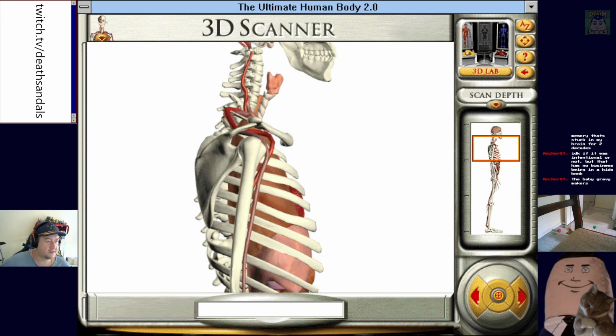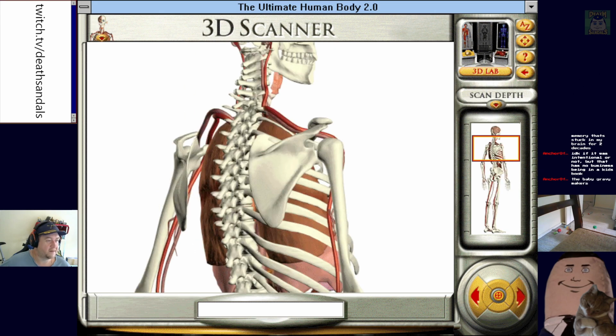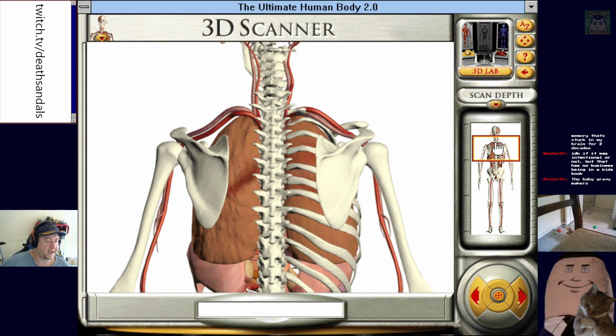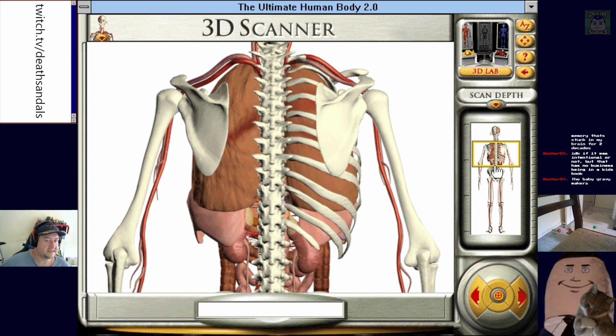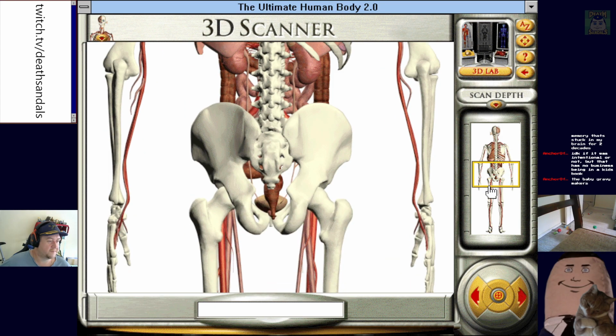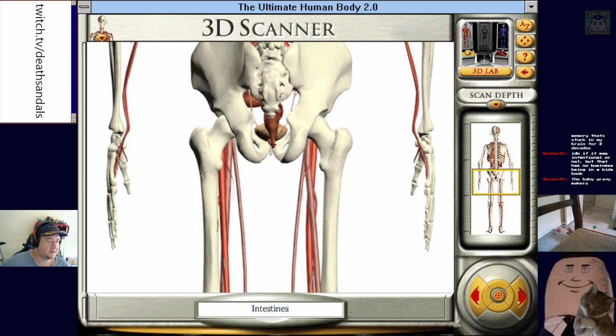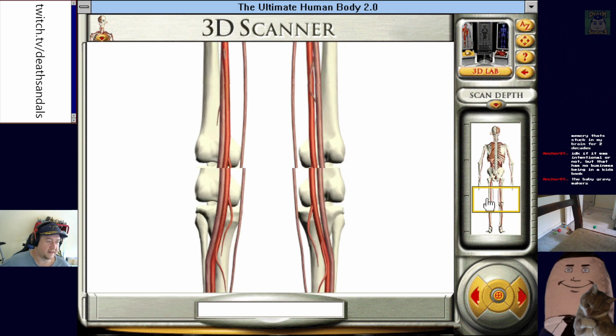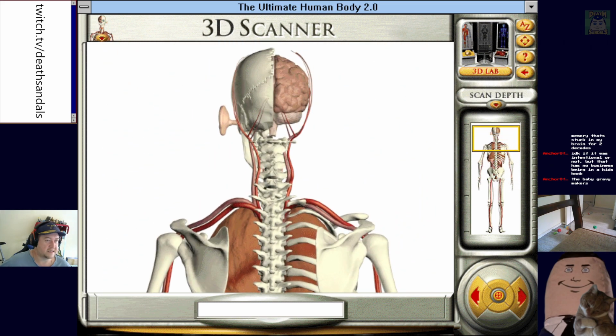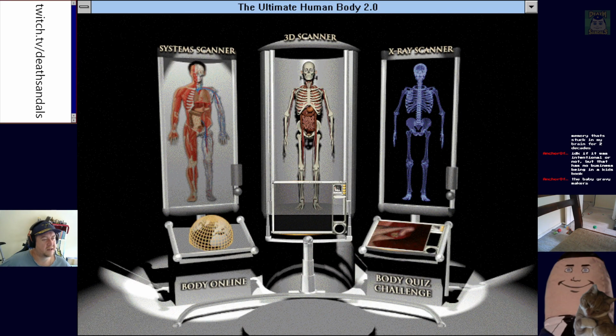Alright. Let's go see what's in the booty. What fun stuff's on the back here? And your lungs take up a lot of space, don't they? Got some pelvis. There's the booty hole again. Yeah, and I keep saying not a lot going on down on the legs. There certainly is not.